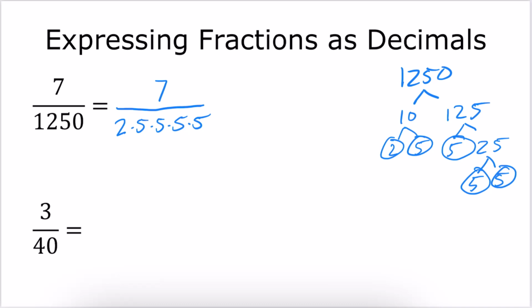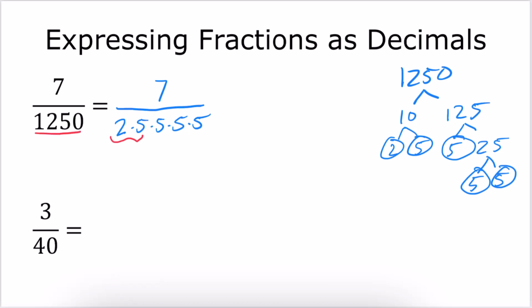So if I want this to be a decimal, I need to have powers of 10 in the denominator of my fraction. So I know that 2 times 5 equals 10, but 5 times 5 times 5 does not have powers of 10 because they would need to be multiplied by 2's in order to equal 10.